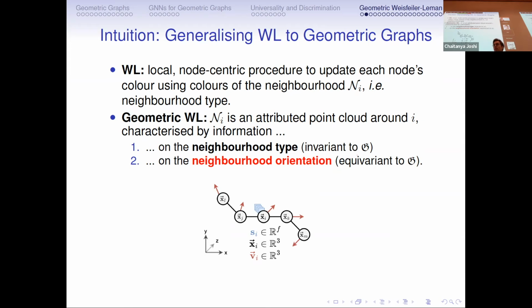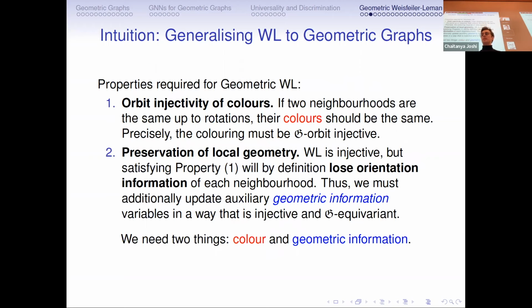So in a geometric Weisfeiler-Leman setting, we need to take care of both of these types of information. And one of the informations transforms invariantly, while the other transforms equivariantly. So we need to take care of these two types of information according to the symmetries with which they transform. So what is one of the easiest ways we could do that?